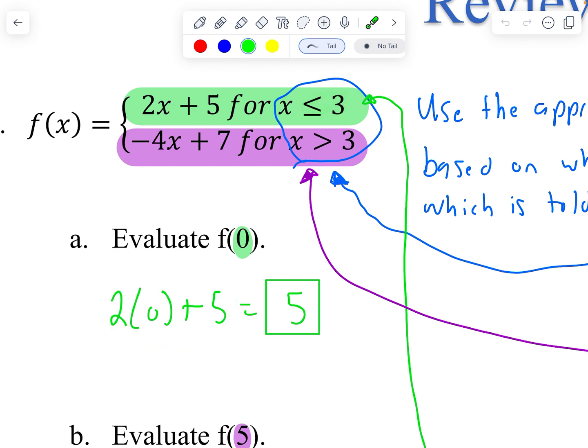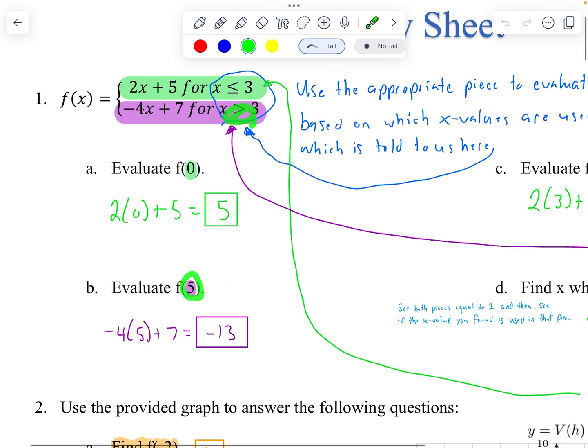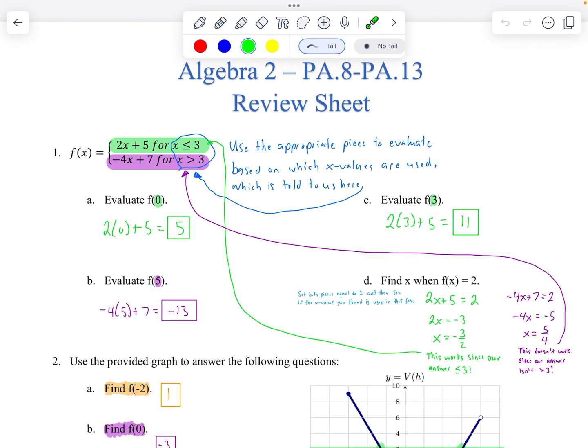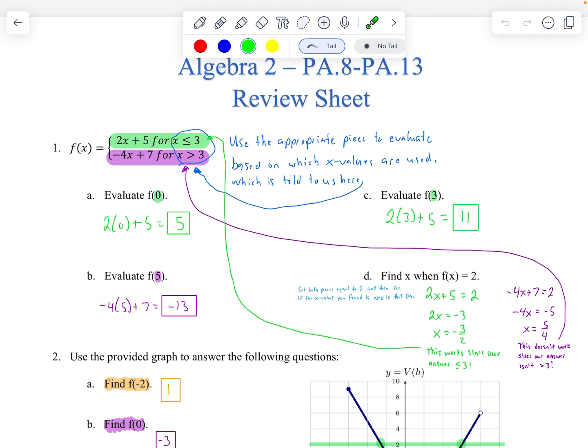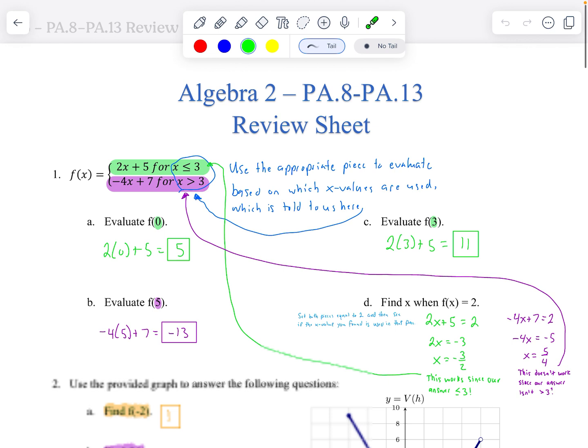You can't plug in 0 into the purple part because you're only allowed to use x values that are bigger than 3 for the purple part. And that's why for this one, we're going to use the purple because 5 is bigger than 3. For C, f of 3. So this is where it's exactly equal to 3. And so just use the appropriate piece based on where it's underlined. Since x is less than or equal to 3, we're going to use the green piece for that. And here's my work with me plugging in 3.